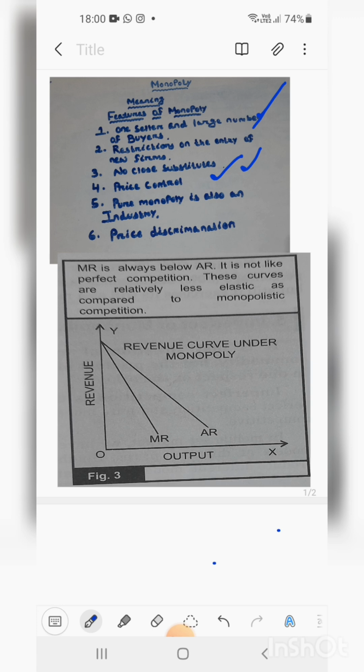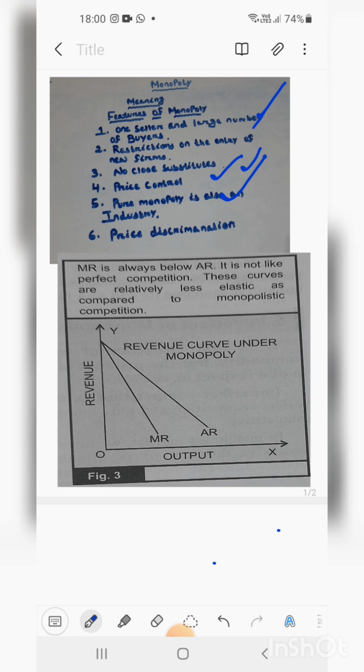Fifth, pure monopoly is also an industry. Only one firm is a producer in monopoly, so there is no difference between firm and industry.